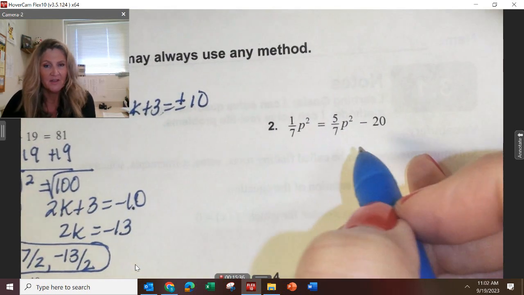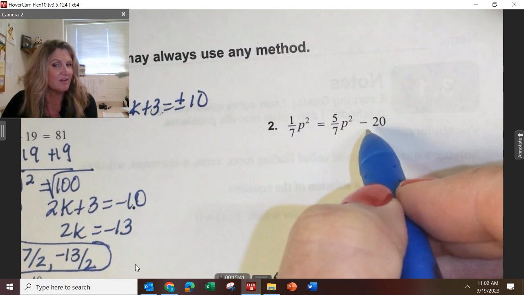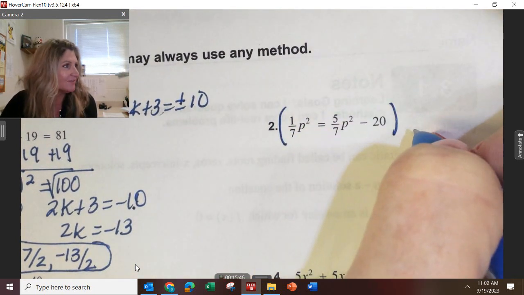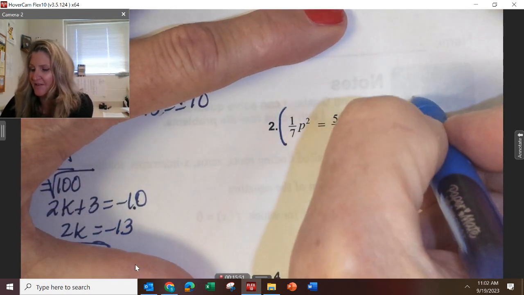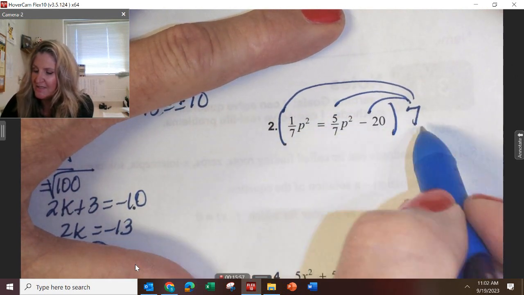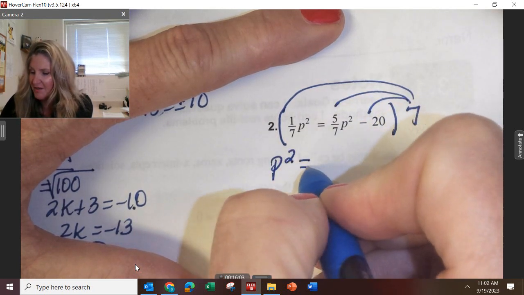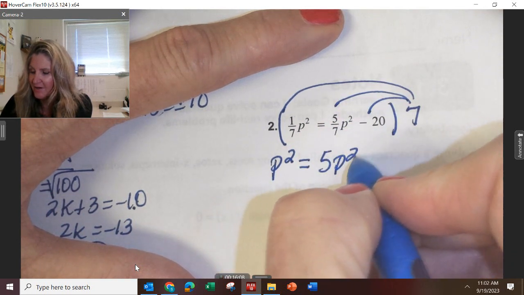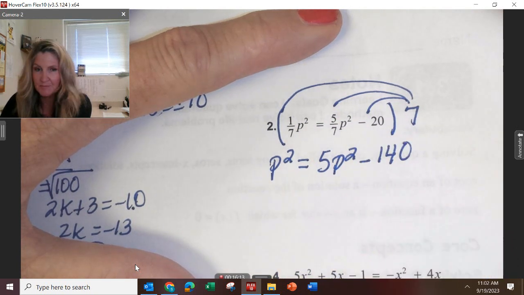Thank you. Okay, number 2. Guys, I do not like to have fractions when I'm going to solve an equation. What can I multiply this whole equation by and get rid of the fact that we have a fraction? 7. Multiply every term by 7. That term, that term, that term. So then we're going to have, what's 1/7 times 7? That's just going to be 1p squared. And then what's 5/7 times 7? 5p squared. And 20 times 7 is 140.